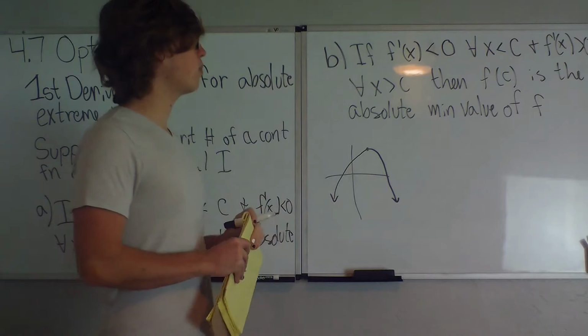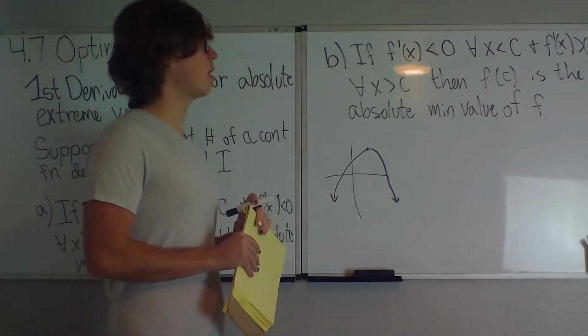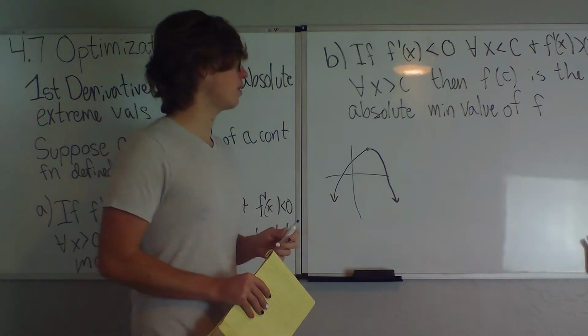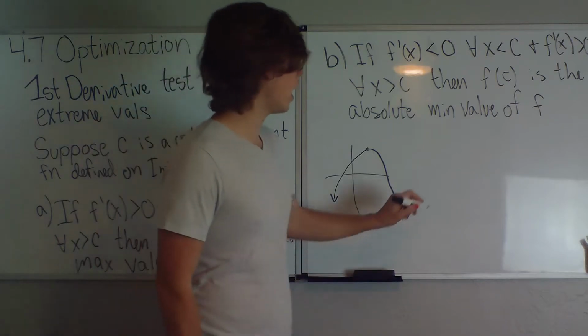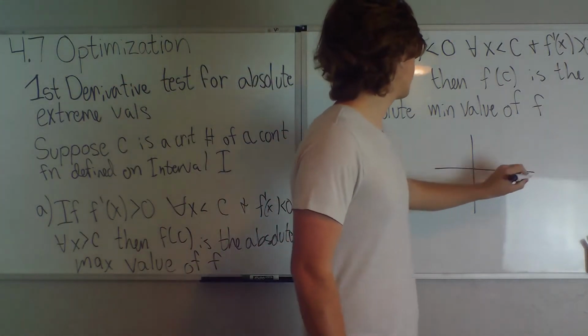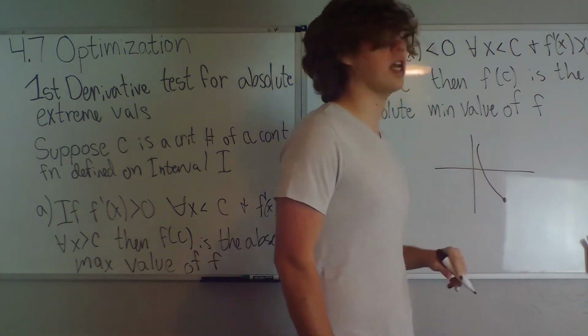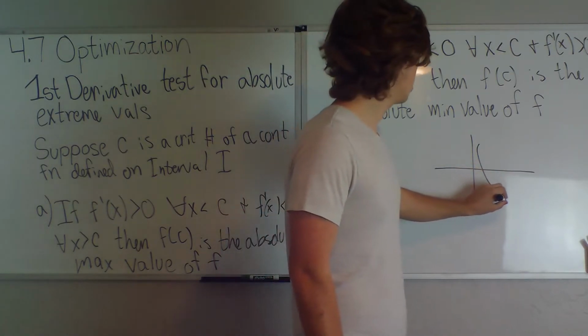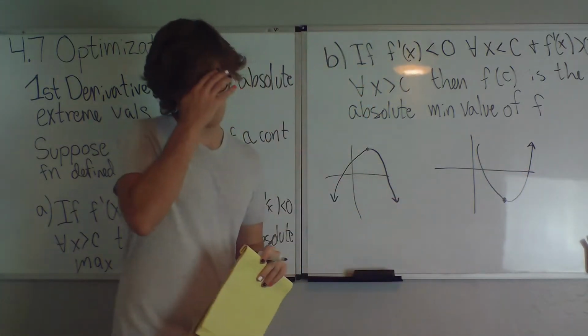So then, if f prime of x is less than 0 for all x less than c, and f prime of x is greater than 0 for all x greater than c, then f of c is the absolute min, and it's the same sort of deal, except here it's a decreasing function until it hits c, and then it's an increasing function. So it makes an absolute min.